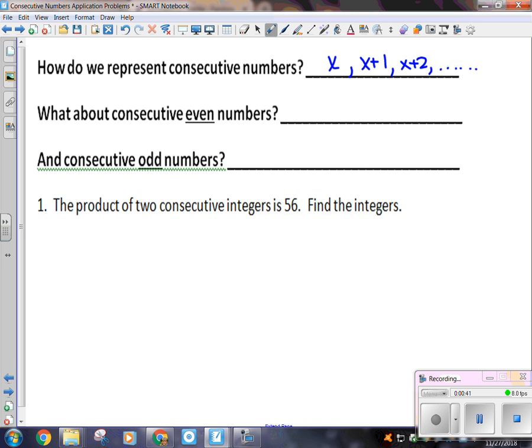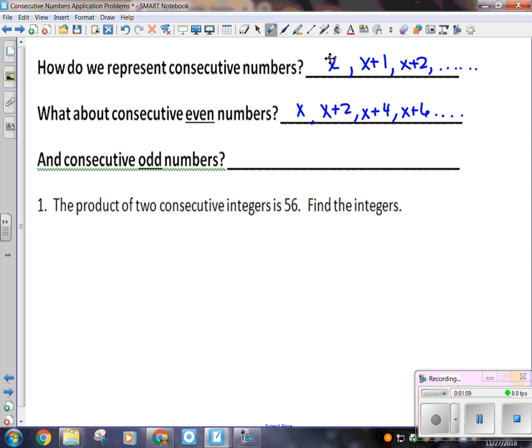Consecutive even numbers. Now, consecutive even numbers begins with x. Now think about 2. What would I add to 2 to get to 4? Well, I'm going to add 2. So the next one's x plus 2. What would I add to 2 to get to the next number of 6? Well, I would add 4. So it's going to be x plus 2, x plus 4, and then x plus 6, and dot, dot, dot. We continue that pattern. Okay? So that's how we take a look at consecutive even.